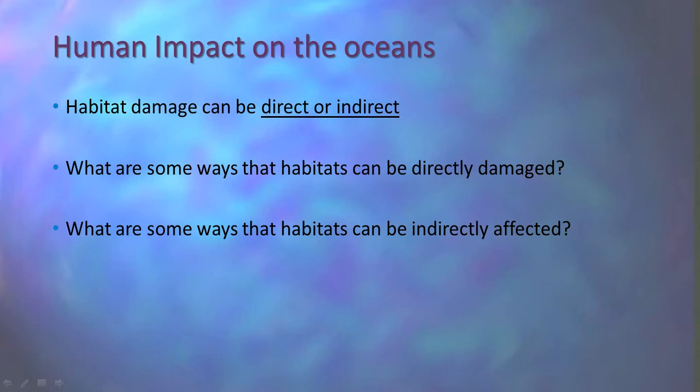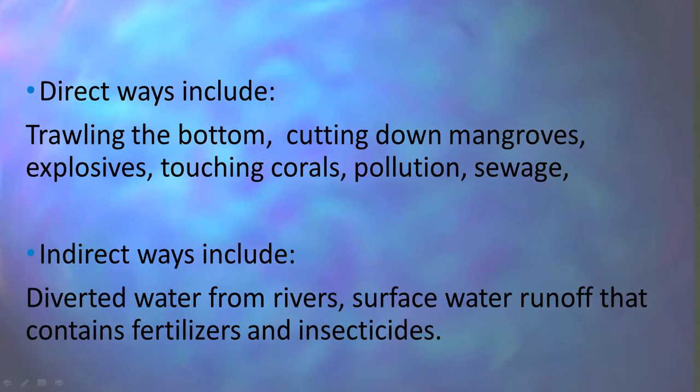All right, now we're on page 99 of your student workbook, and you're going to start filling in some blanks, okay? So we're looking at the human impact on the oceans and our responsibilities and things like this. So our first blank here: habitat damage can be direct or indirect. So what are some ways the habitats can be directly damaged, and what are some ways they're indirectly affected? So let's take a look at some of those.